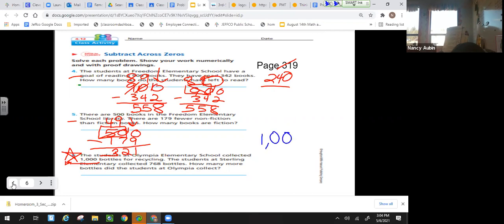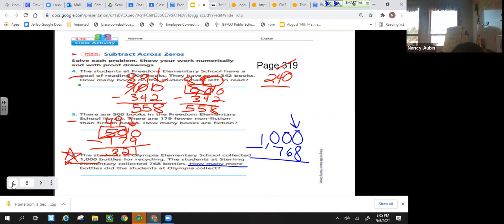Then let's see how you did. The students at Sterling Elementary collected 768 bottles. How many more bottles? Remember when we hear how many more, we know we're finding the difference. We're subtracting. So what'd you do, Ms. Madison? So I did the trick that we learned today.